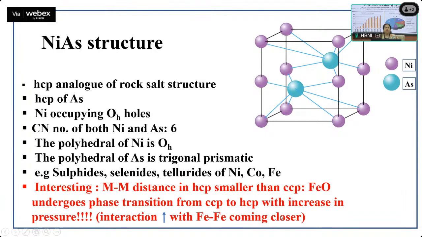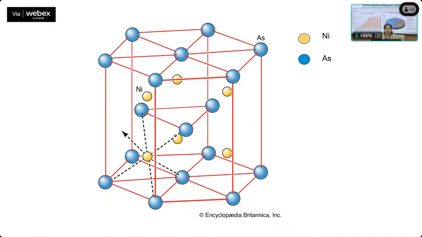Just an interesting tidbit that I added here. Sometimes we describe phase transitions using this concept. Of course, we are not calculating here, neither do we have time. But the metal-metal distance in HCP is smaller than in CCP. So that is why FeO, which actually adopts the rock salt structure, if you apply pressure to this, the metals come closer and it transforms from CCP to HCP. That kind of phase transition happens in the case of iron oxide. Just an interesting fact that will make you more interested in these kinds of things.